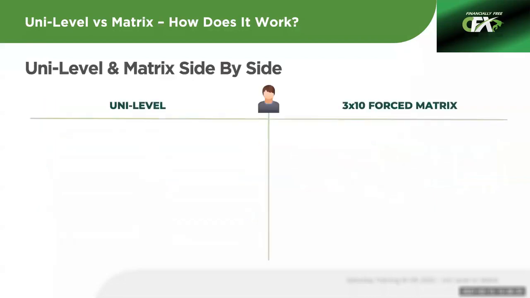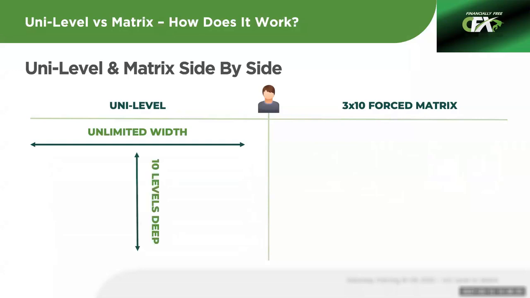Let's look at the uni level and the matrix side by side and just see how they look compared to each other. So on the one hand, with the uni level, you have unlimited width. You can build 10, 15, 20, 30, 40 wide. And your uni level plan goes down 10 levels until you get into the President's Club, where you start to get that global override bonus on the rest of your business. So 10 levels deep, unlimited width.